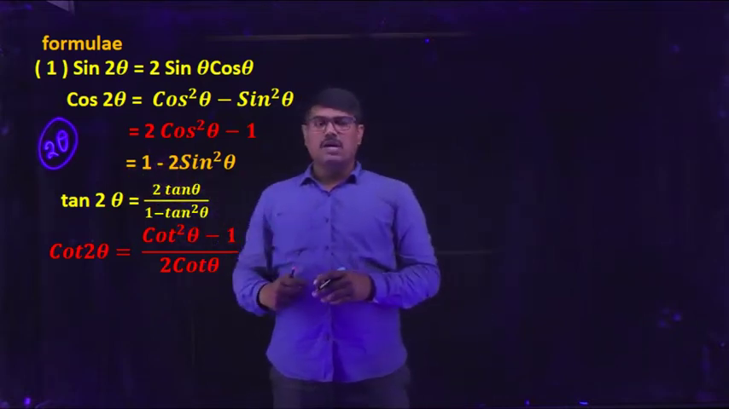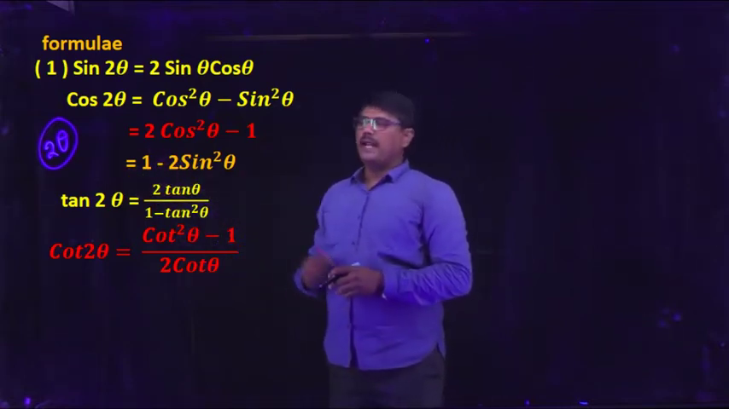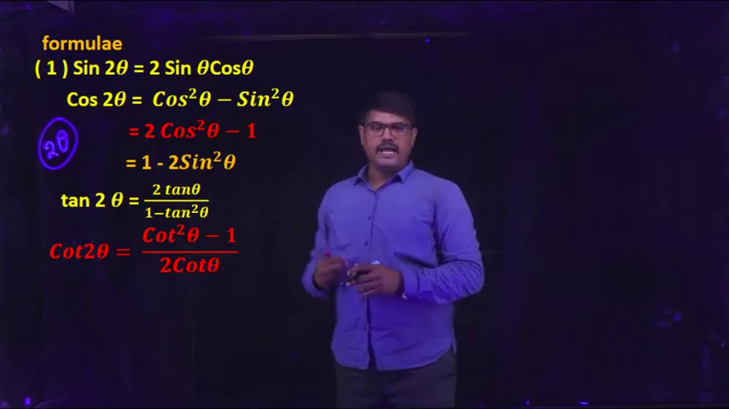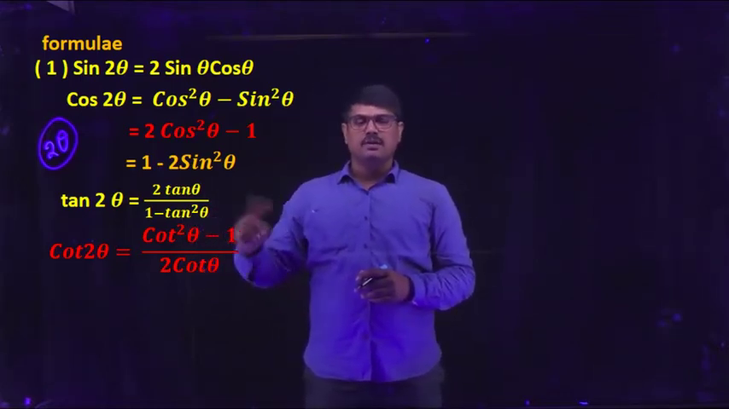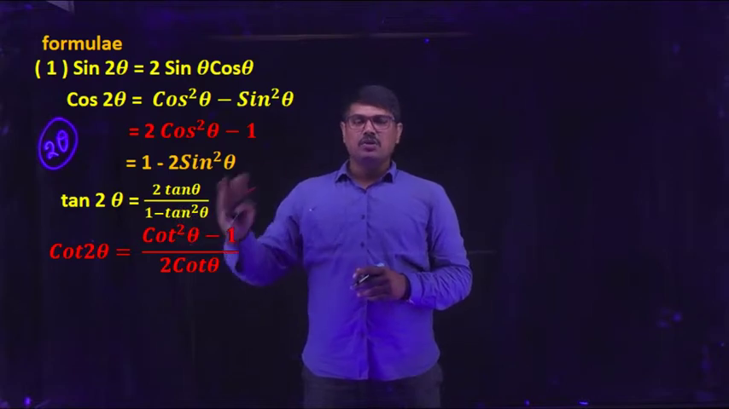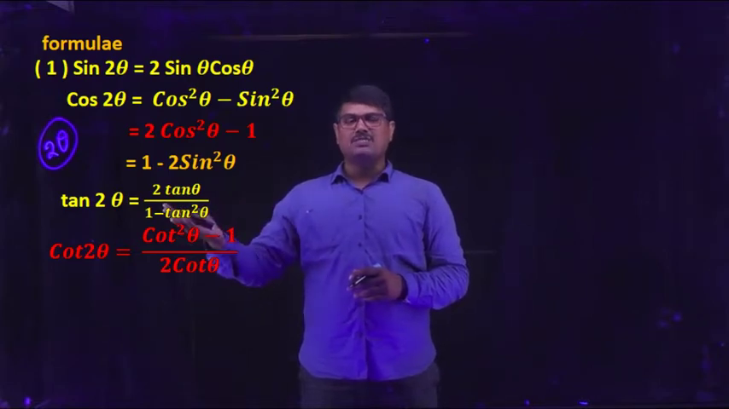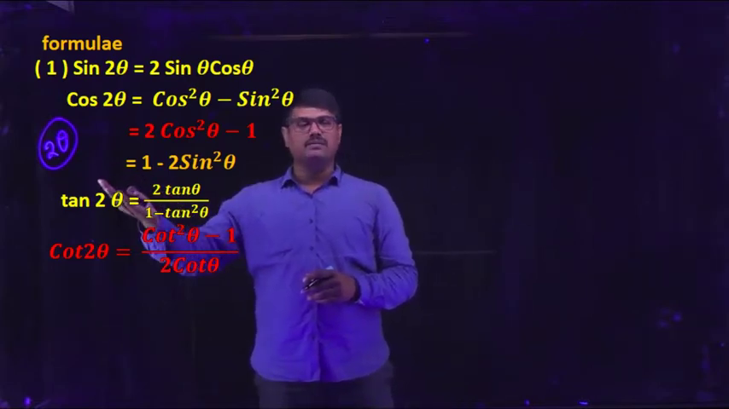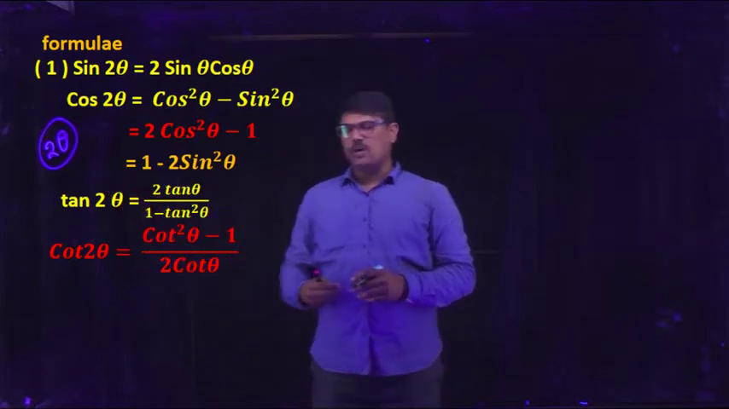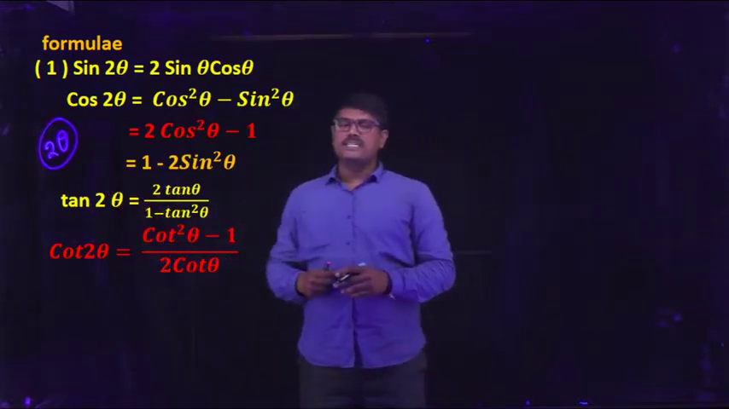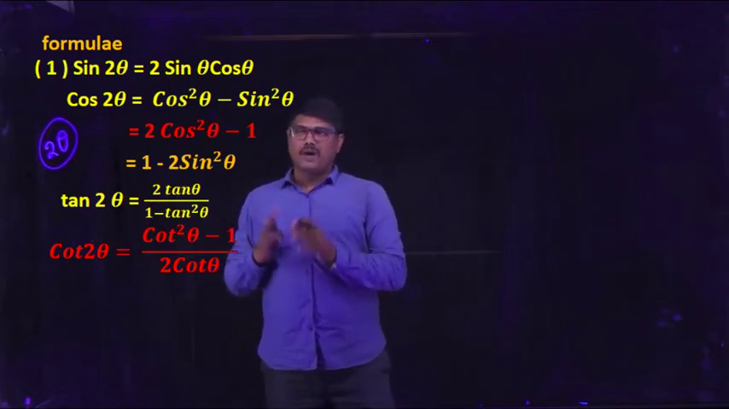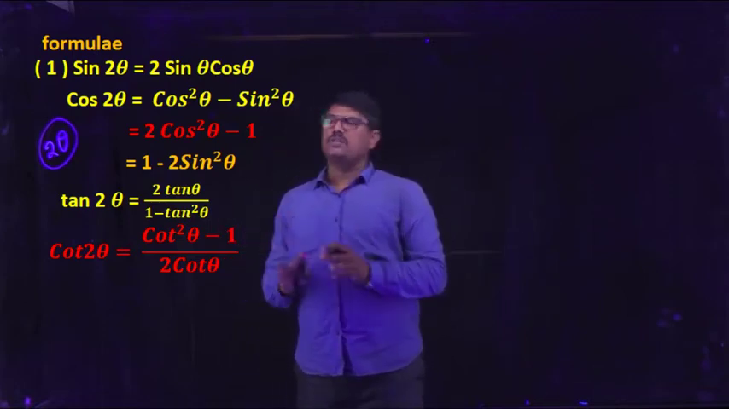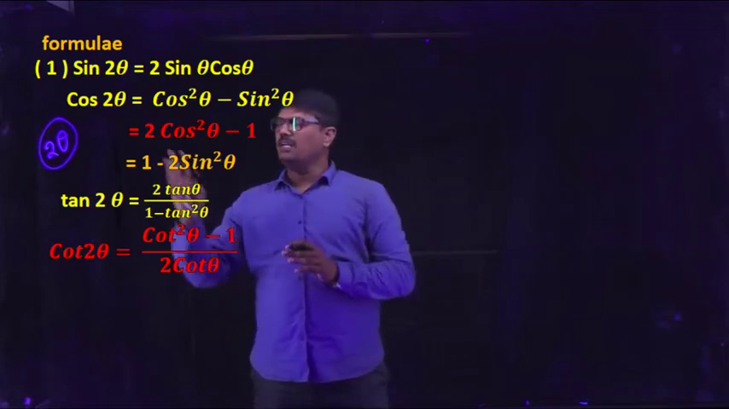Later, observe tan 2 theta. The tan 2 theta formula is 2 tan theta by 1 minus tan square theta. So practice in reverse order too: 2 tan theta by 1 minus tan square theta is tan 2 theta. Again, the formula for cot 2 theta is cot square theta minus 1 by 2 cot theta. These are the formulas generally used for the multiple angle 2 theta.